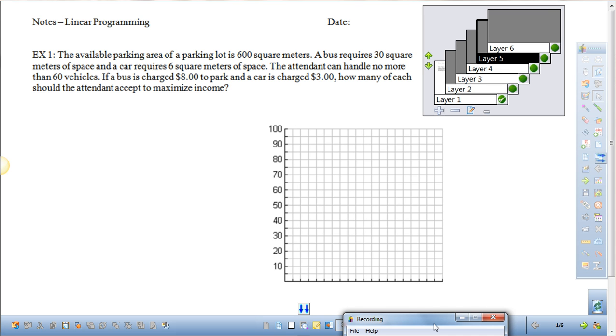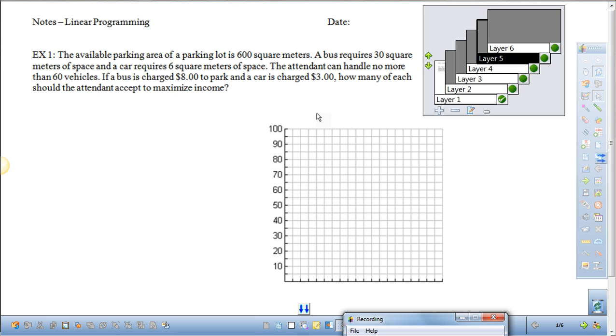The available parking area of a parking lot is 600 square meters. A bus requires 30 square meters of space, and a car requires 6 square meters of space. The attendant can handle no more than 60 vehicles. If a bus is charged $8 to park and a car is charged $3, how many of each should the attendant accept to maximize? So, first thing we need to do is create these linear inequalities.